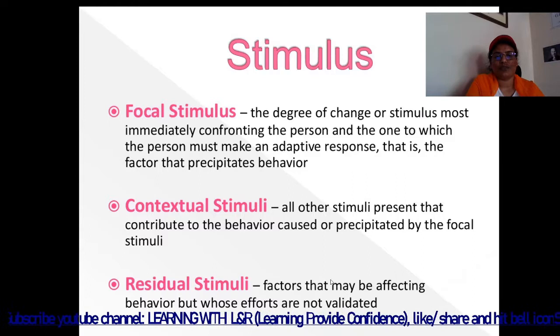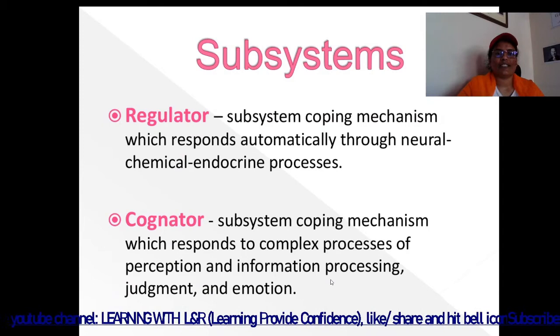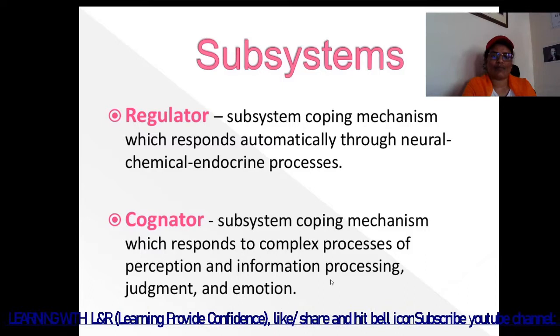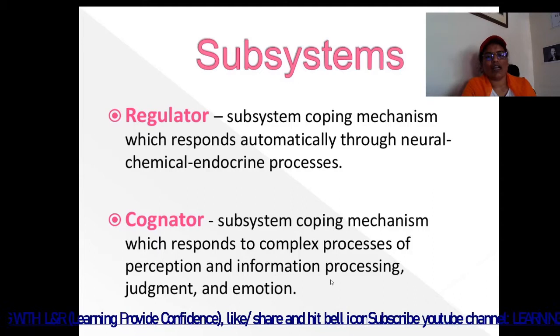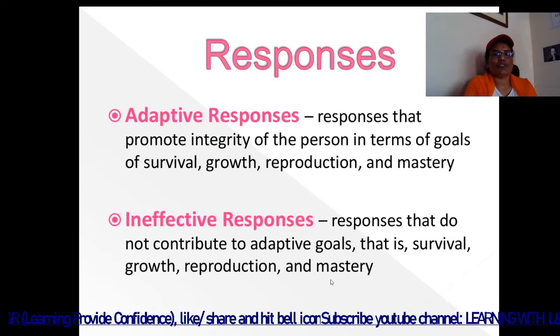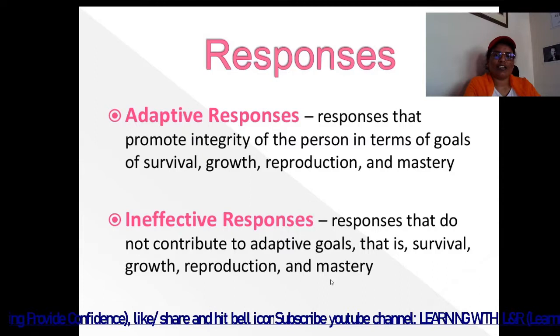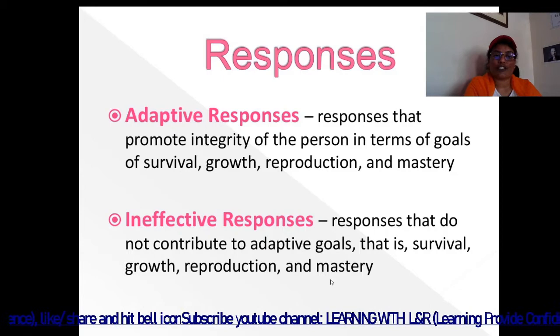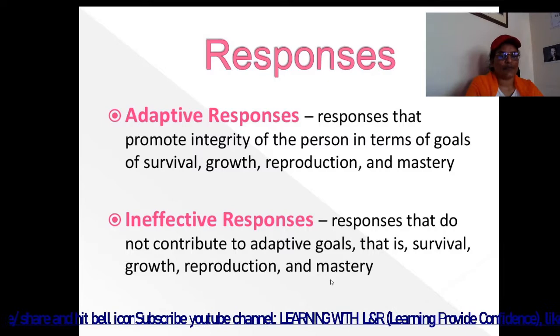Then subsystems. Regulator, a subsystem coping mechanism which responds automatically through neural, chemical, and endocrine processes. And cognator, a subsystem coping mechanism which responds to complex processes of perception and information processing, judgment and emotion. Responses, adaptive responses and ineffective responses. First one, adaptive responses. Responses that promote integrity of the person in terms of goals of survival, growth, reproduction and mastery. Ineffective response. Responses that do not contribute to adaptive goals, that is survival, growth, reproduction and mastery.